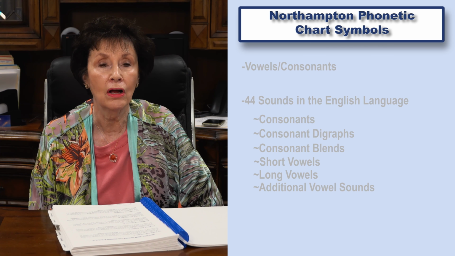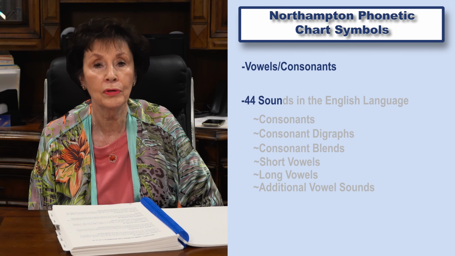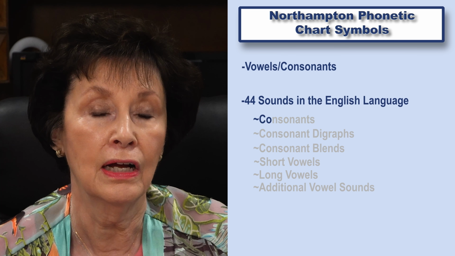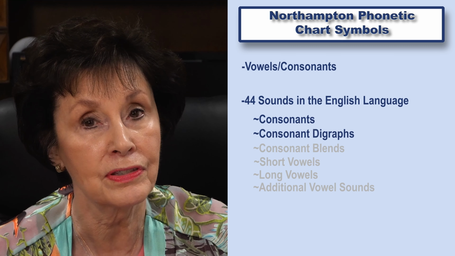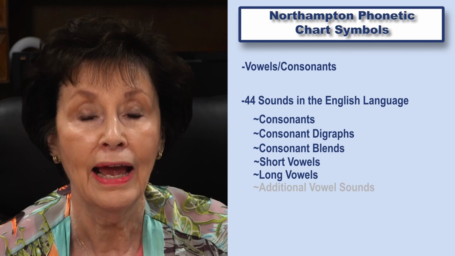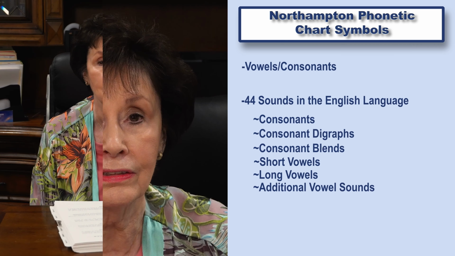This video is being made to help you know how to make the sounds as we make them in Sequential English Education, the C program. The Northampton symbols, all the vowels and consonants, the 44 sounds of the English language are covered, including consonants, consonant digraphs, consonant blends, short vowels, long vowels, and additional vowel sounds.